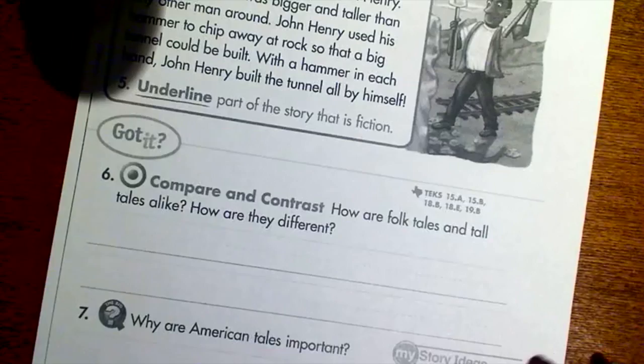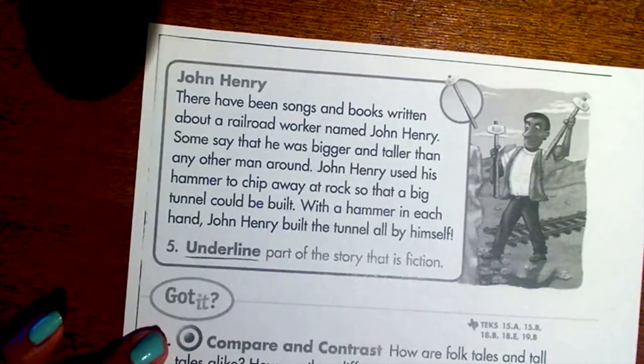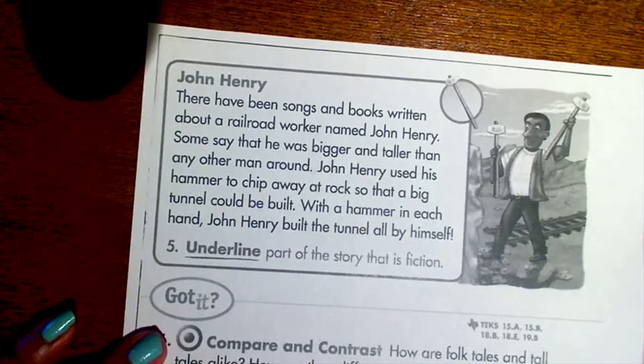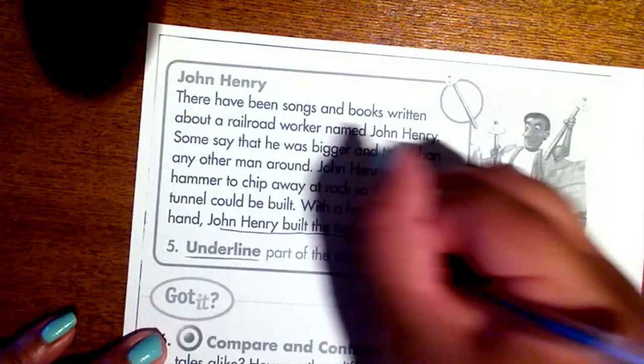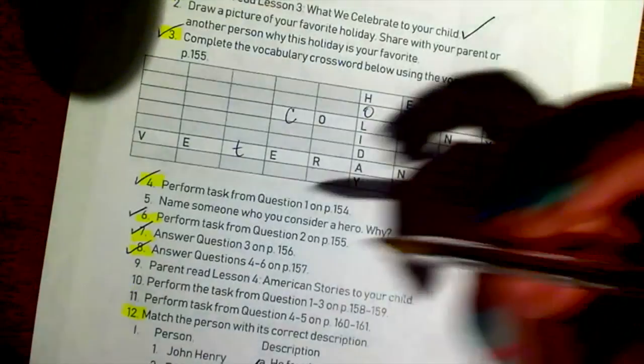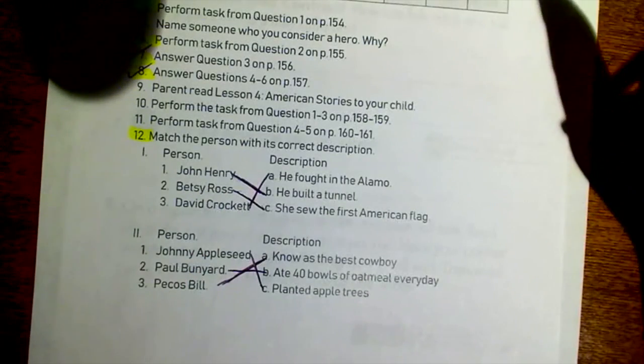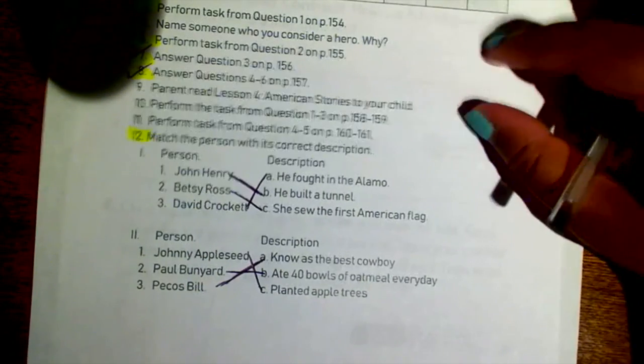Next page. John Henry. There have been songs and books written about a railroad worker named John Henry. Some say he was bigger and taller than any other man around. John Henry used his hammer to chip away at rocks so that a big tunnel could be built. All right, he built the tunnel all by himself. So John Henry built the tunnel. So as you can see, it wasn't that bad.